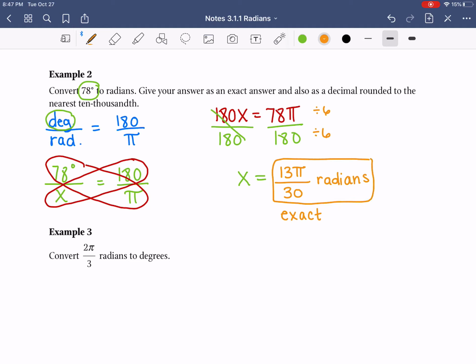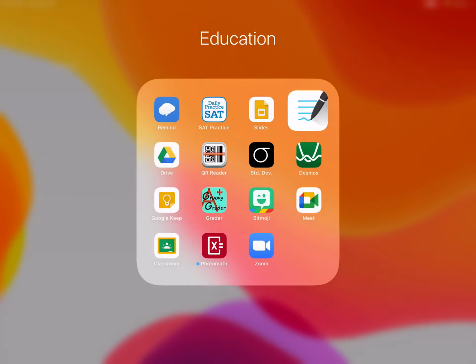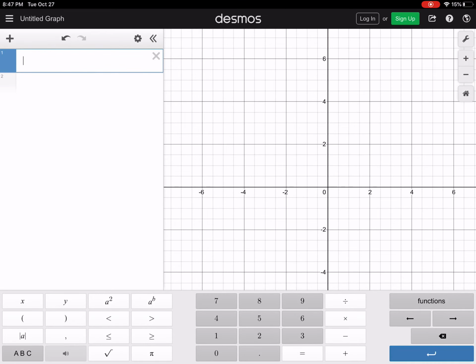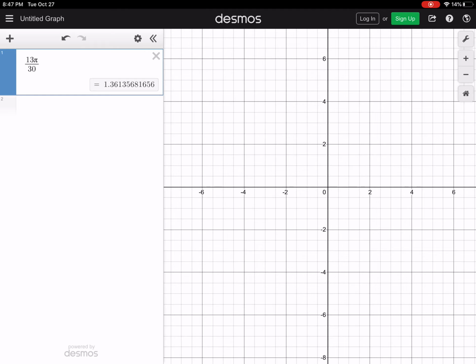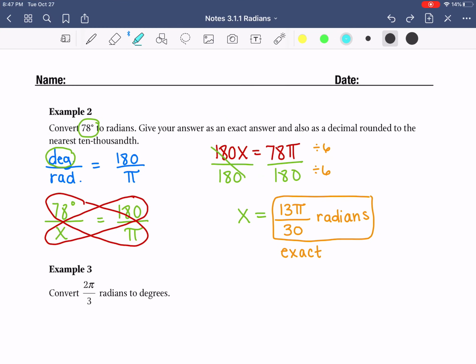Then we want to find the decimal answer. When you use the decimal answer, you do not want to use pi as 3.14. You're not going to plug in 3.14 as pi. You want to use the pi symbol, so it'd be 13 pi. There's a pi symbol when you're using Desmos, or there's a pi symbol on your iPhone or any graphing calculator, scientific calculator. So we want 4 decimal places, 1.3613. After the 3 is a 5, so that means we're going to round up.